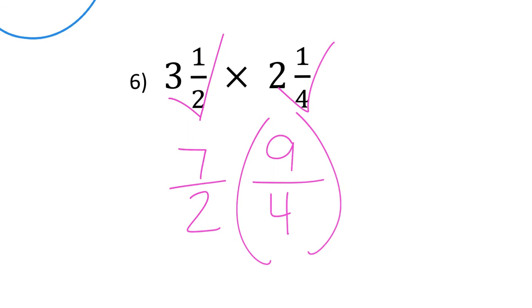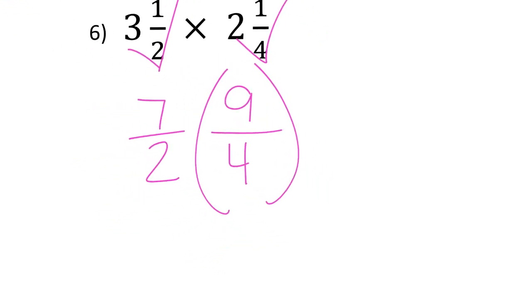Can I do any simplifying? Man, just making it hard on us. No simplifying. Also, make sure you're not flipping. This is a multiplication sign, not division. Don't flip anything. All right, leave them alone. Okay, let's multiply just straight across.